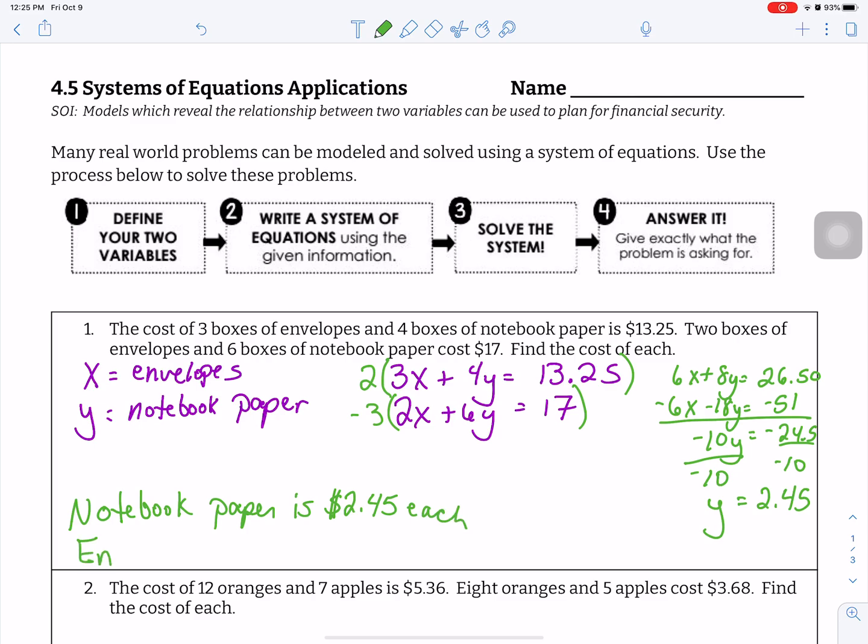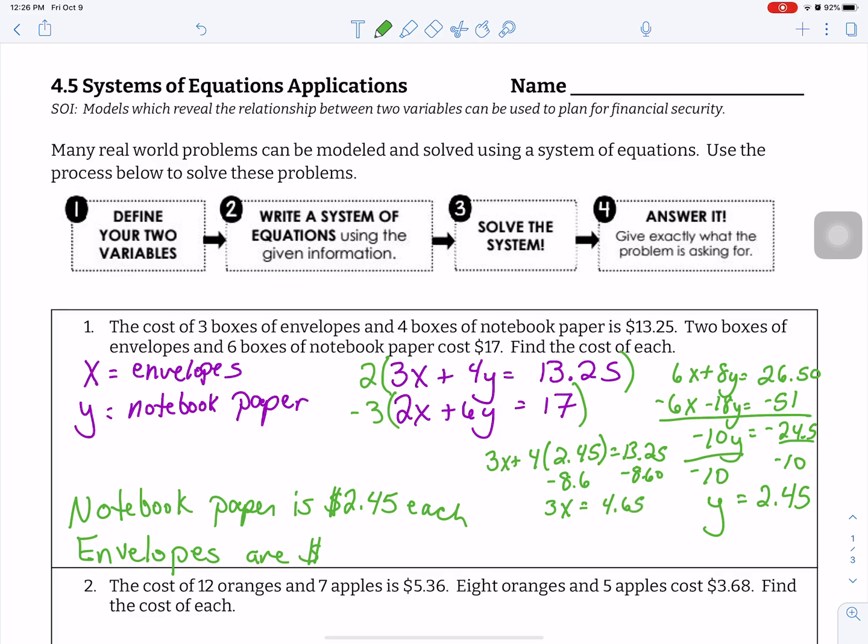And then I'm going to figure out what envelopes would be. Just like I normally would with elimination, 3X plus 4 times 245 equals 1325, which is 860. So I'm going to subtract off the 860. So 3X equals 465. Divide that by 3. And X equals $1.55.